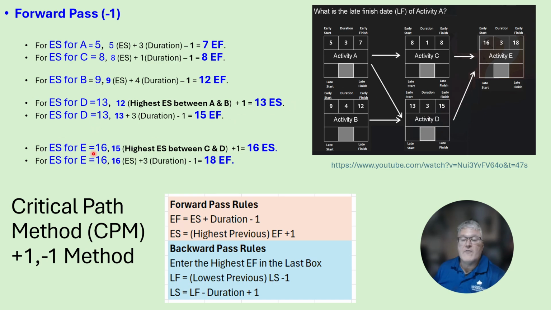Next, we take a look at E. For the early start of E at 16, we take a look at activity C and activity D, and we see that 15 is greater than 8, so we use 15 plus 1, and that gives us an early start of 16 for activity E. Then for the early start of 16, we take 16 plus the 3 duration minus 1, and that gives us our early finish time of 18.